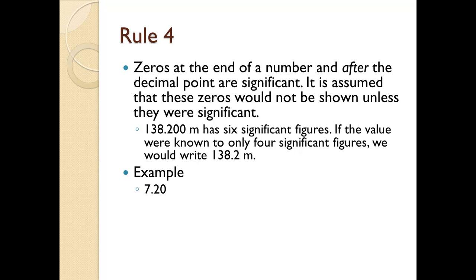So for my example, 7.20 has 3 significant figures. 0.0023900, I do not count the first 3 zeros because they are at the beginning, but the zeros at the end are considered to be significant. So in this case, there will be 5 significant figures.